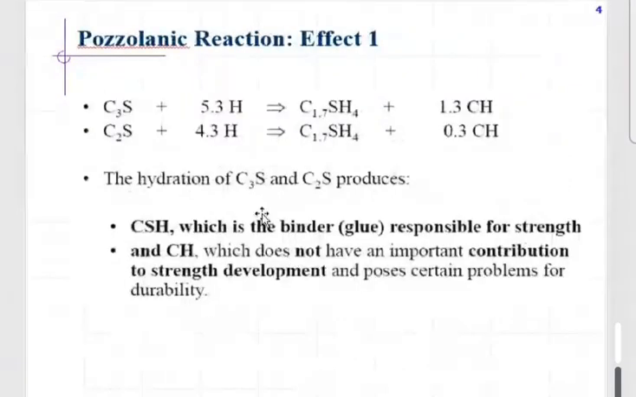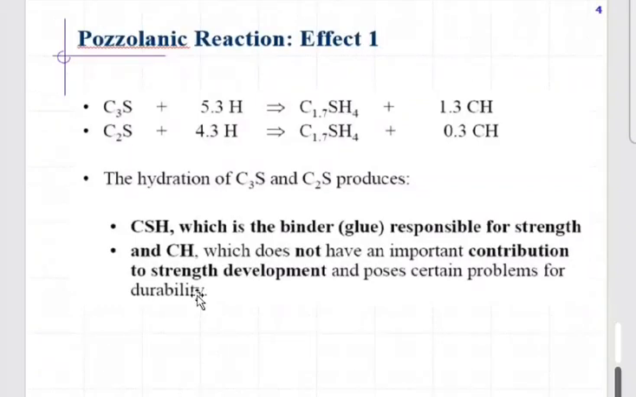So how do they react? They react with the CH. As I told you in the last slide in the cement discussion, the CSH is a binder responsible for strength. The CH does not have an important contribution to the strength and causes certain problems with durability. So remember, students, whenever you talk about durability, you have studied it in detail, I think, with Dr. Safir already. This CH is actually the element which is responsible for any kind of durability-related issues.